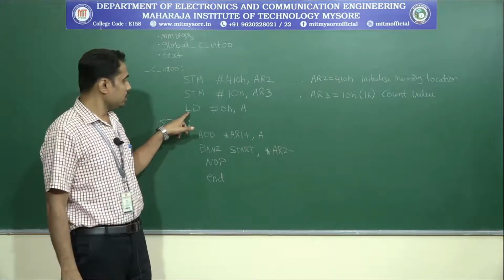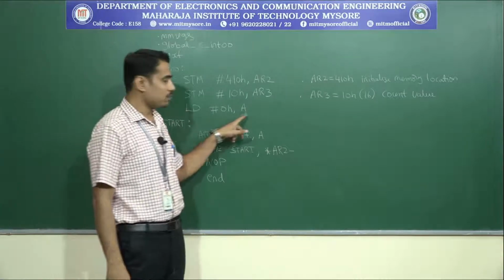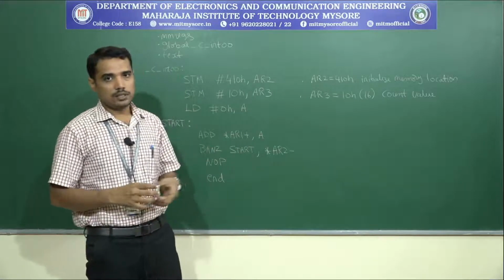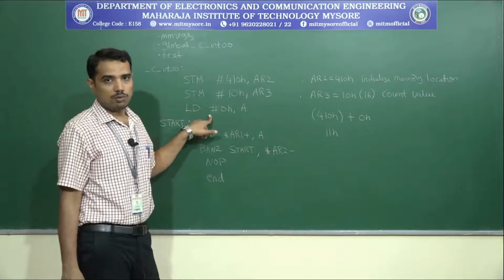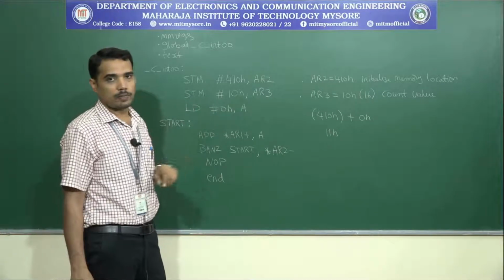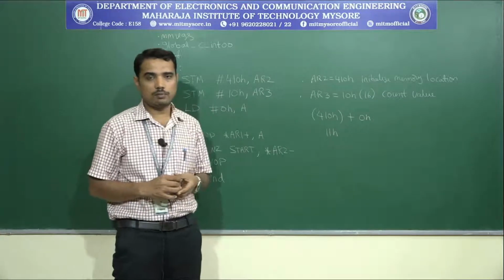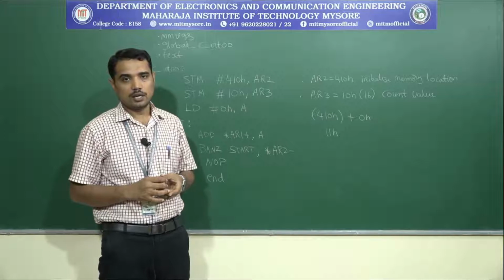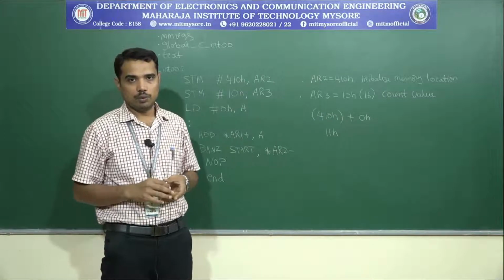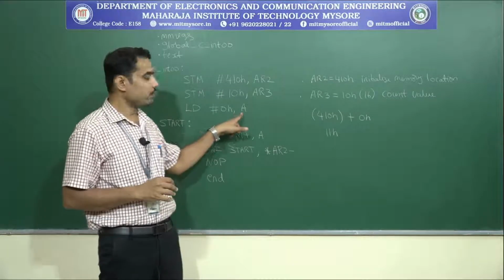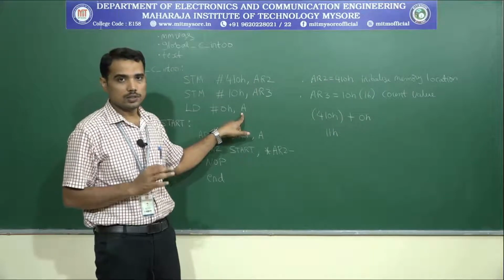The next instruction is LD #0H, A. That means initially we are loading the accumulator with 0. Before execution, the answer has not yet been computed, and for that purpose we make the accumulator equal to 0.